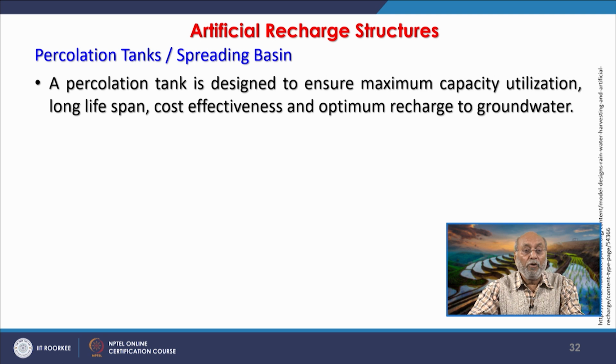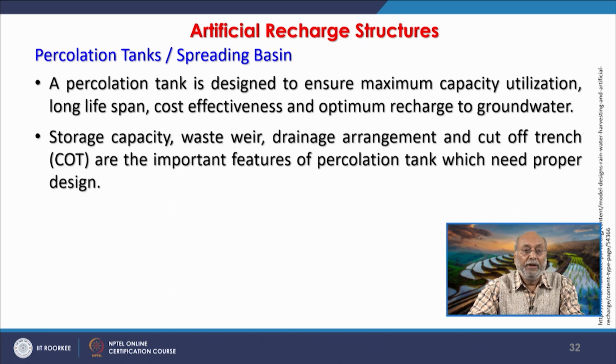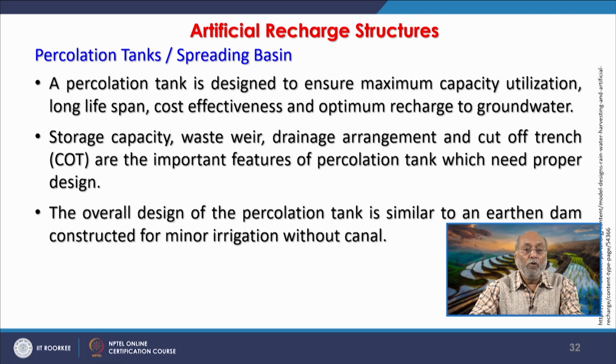Nala bunds, as you know, act like a mini percolation tank. The percolation tank is designed to ensure maximum capacity utilization, long life span, cost effectiveness and optimum recharge to groundwater. Further, storage capacity, weir, drainage arrangements and cut-off trench are important features of a percolation tank which need proper design. Also, the overall design of a percolation tank is similar to an earthen dam constructed for minor irrigation without canal.